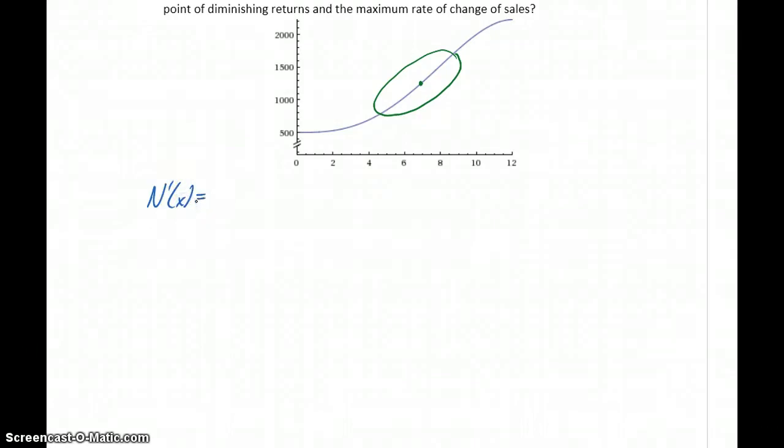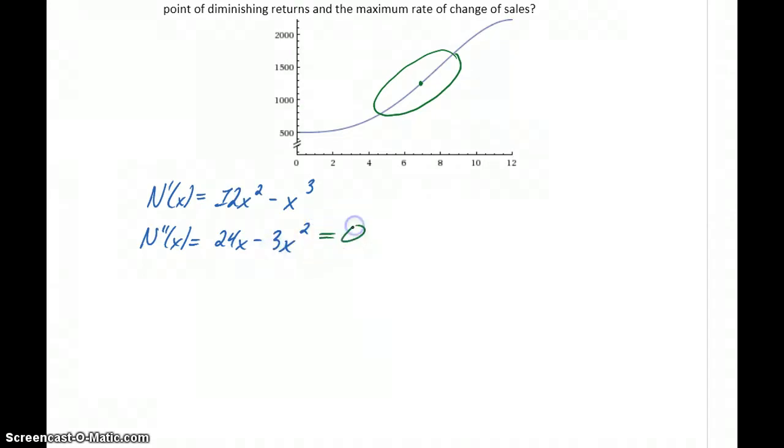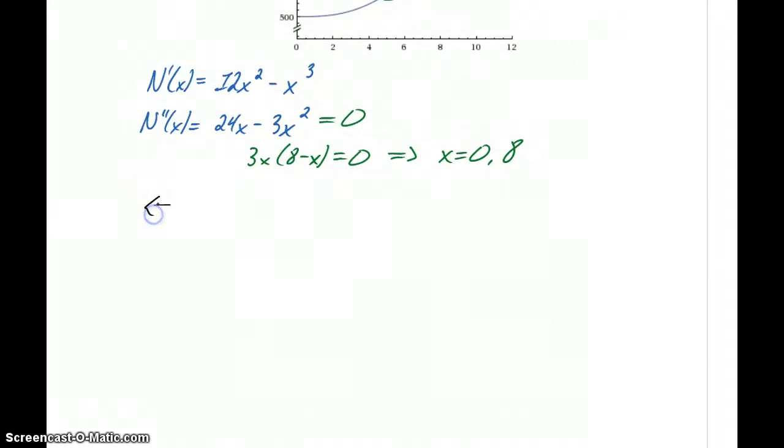So we begin exactly the same way. Find the first and second derivatives. And then we take that second derivative and set it equal to 0 to find any critical values. Factoring is going to give us 3x times (8 minus x) is equal to 0, which means we have critical values at x equals 0 and x equals 8.